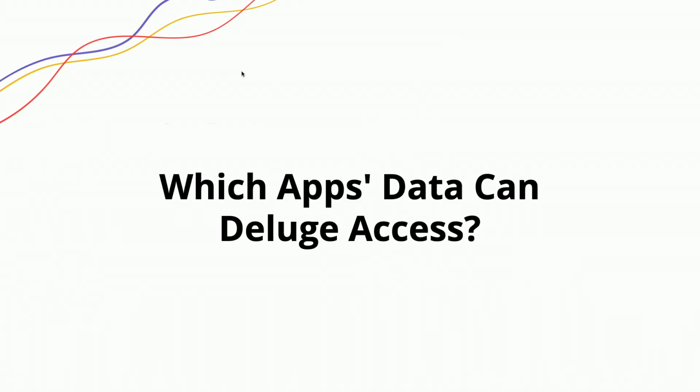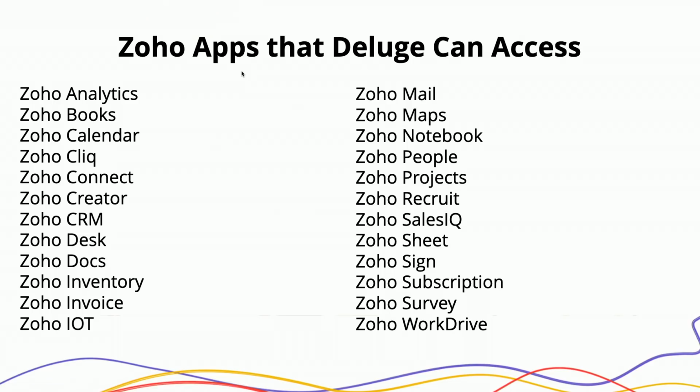The next piece is the logic that happens when you're using a Deluge function. Generally, you're going to be manipulating data in some way, shape, or form. You probably want to create a record, update a record, or delete a record, and make changes to data that exists in other Zoho applications. These are about the 24 applications where you can access data in Deluge directly without having to make any API calls.